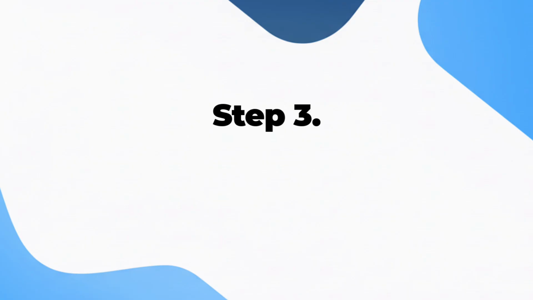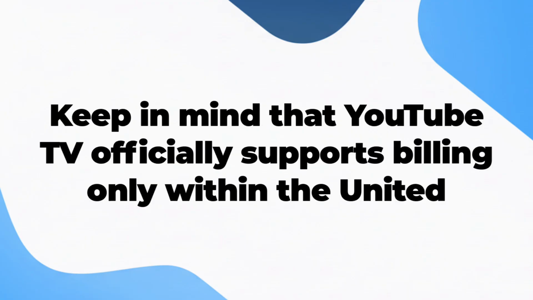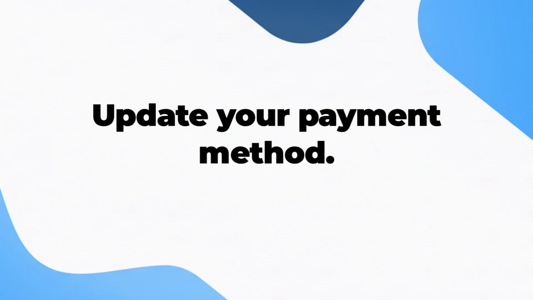Step 3. Look for billing country or payment settings. Keep in mind that YouTube TV officially supports billing only within the United States. To change your billing country, you must use a valid payment method from that country. Step 4. Update your payment method.